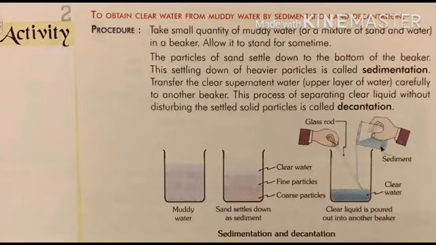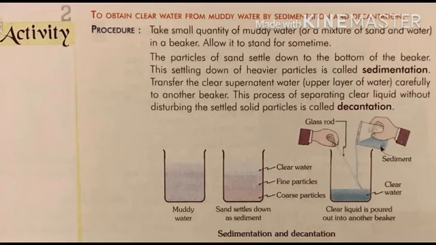Now there is an activity in our book to obtain clear water from muddy water by sedimentation and decantation. Now the procedure: take a small quantity of muddy water or a mixture of sand and water in a beaker. Allow it to stand for some time. The particles of the sand settle down to the bottom of the beaker. This settling down of heavier particles is called sedimentation.